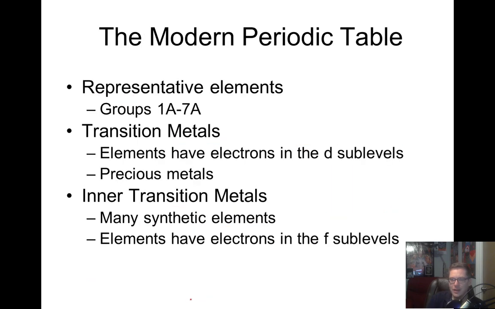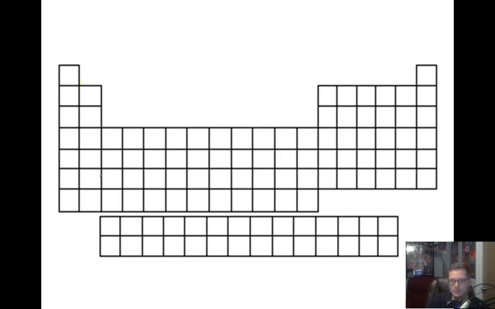And then you've got these different areas of the periodic table. The representative elements are groups 1 through 7A. The transition metals are the middle block, and we've talked about this, the D subblock. And then the inner transition metals are the extra two rows that often appear at the bottom of a periodic table, the F sublevels, the F block.